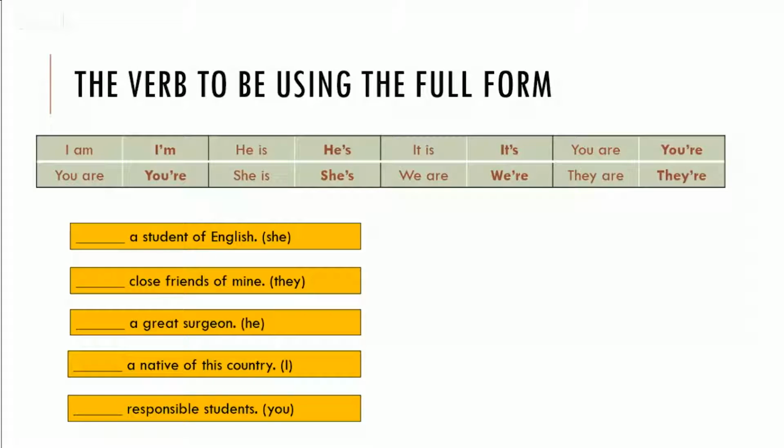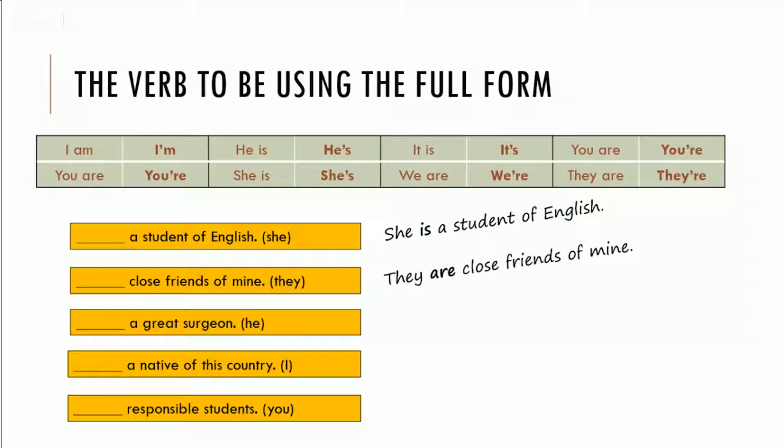Okay, so I'm going to start giving these answers. The first one is: she is a student of English. That is number one. Okay. Number two is: they are close friends of mine. Okay. Number three: he is a great surgeon.